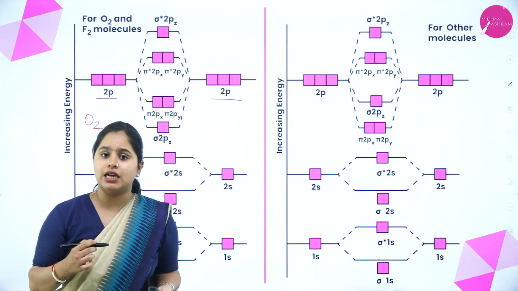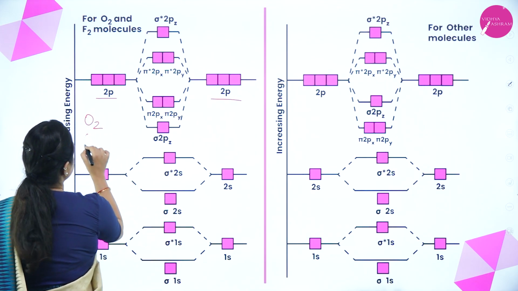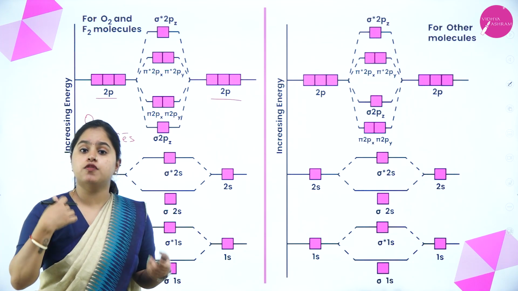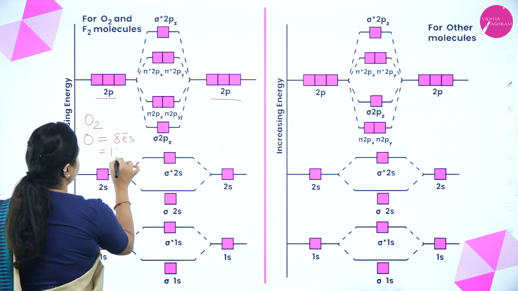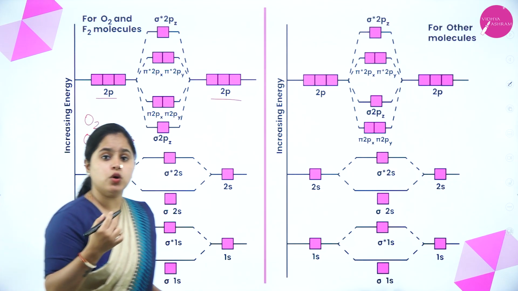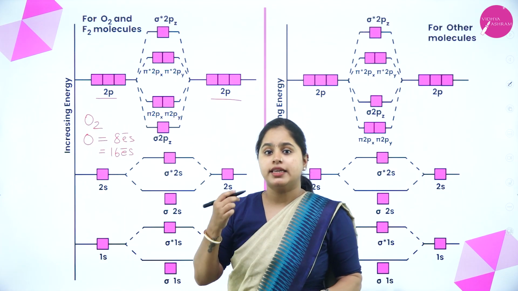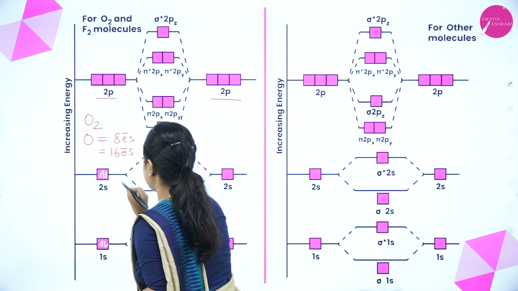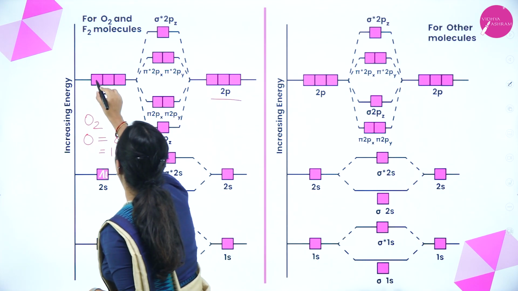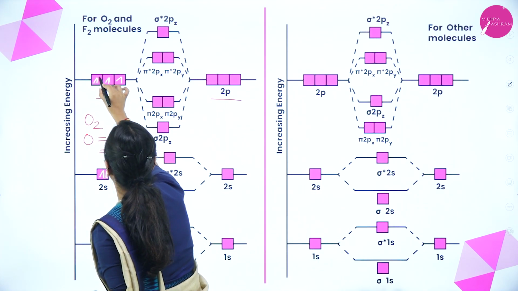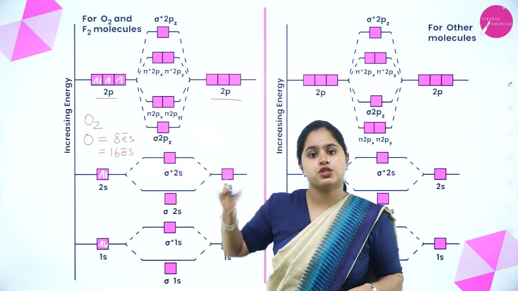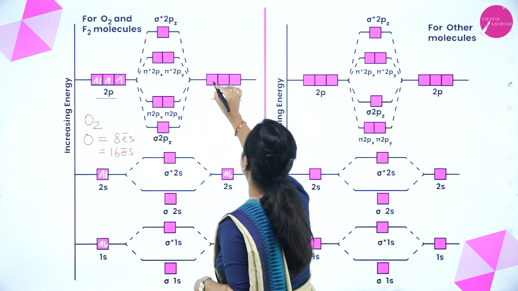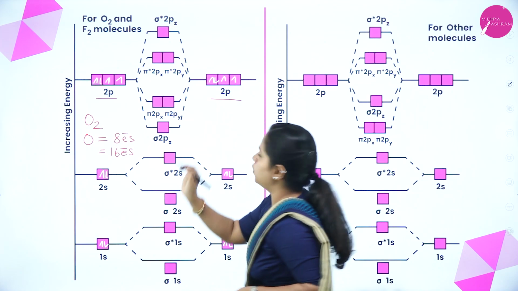We know that in an oxygen atom, a total of 8 electrons are present. So in the case of the oxygen molecule, a total of 16 electrons will be there. In one oxygen atom, the electronic configuration is 1s2, 2s2 and 2p4. Coming to the other oxygen atom also, it is 1s2, 2s2 and 2p4.